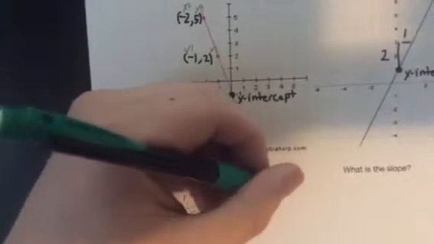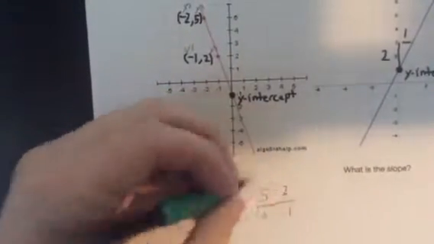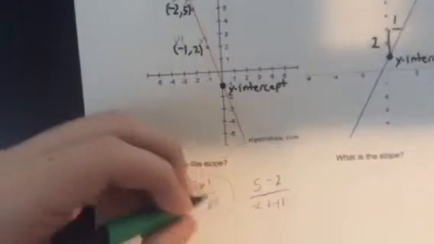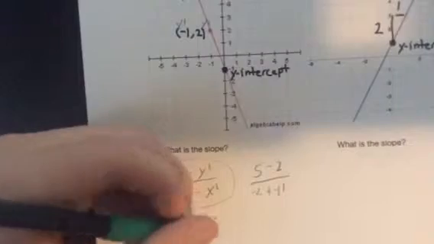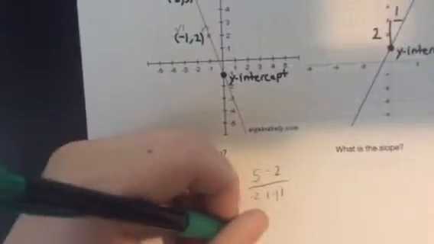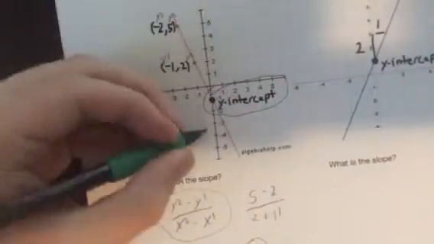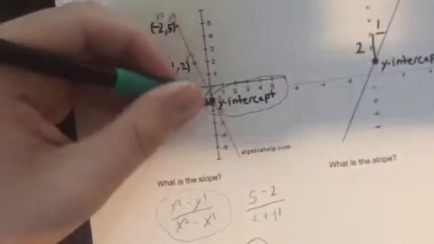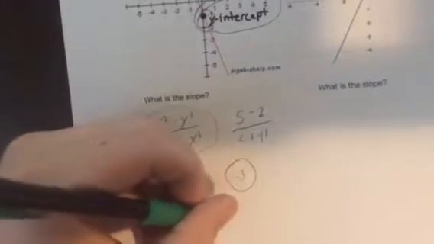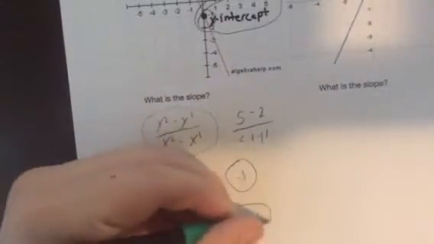So you go 5 minus 2 over negative 2 minus negative 1, which is plus positive 1. And that gives us 3 over negative 1, which is equivalent to negative 3 as our slope. Our y-intercept is where the line crosses the y-axis. So our y-intercept right here would be negative 1. So it would be y equals negative 3x minus 1 for our slope-intercept form.